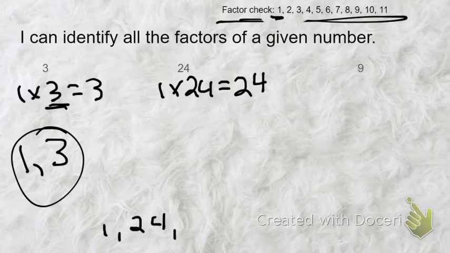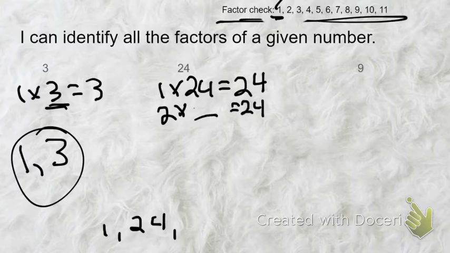Sometimes the factors will be in numerical order, meaning they're going to go 1, 2, 3, 4, 5. Other times they're just going to be all mixed up. I don't care for today's lesson how you choose to do them as long as you have all of them. Okay. So I did my 1, check. Now I need to do my 2. 2 times blank equals 24.